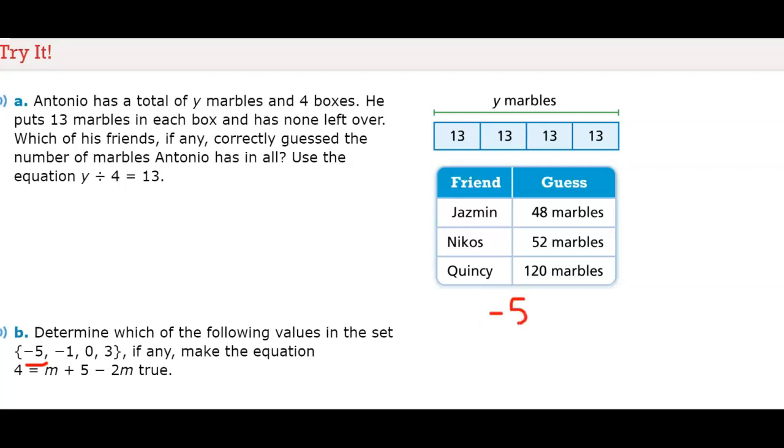M is going to be negative 5 plus 5 minus 2m. Oh, sorry, 2 times negative 5. And so we have to use order of operations, PEMDAS. So we're going to multiply first, which is 2 times M. That is 10. And I'm just writing the rest of my equation. And then I have to do addition from left to right. Negative 5 plus 5 is actually 0. And then 0 minus 10 is minus 10. Does minus 10 equal 4? No, it doesn't. So we got to try the next one.